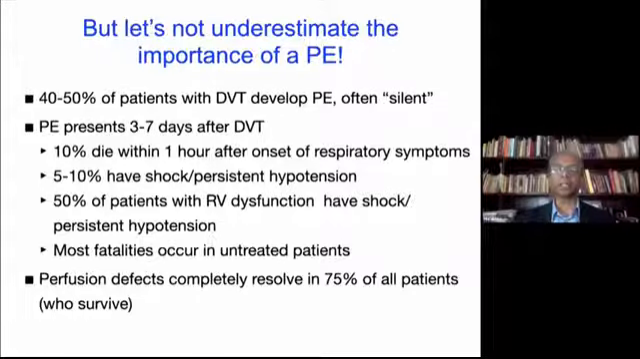50% of those with right ventricular dysfunction have shock and persistent hypotension. And if untreated, patients die. Most fatalities occur in those who are not treated. However, when treated, perfusion defects completely resolve in 75% of patients who survive. So if you can see them through this acute period, identify and treat them appropriately, most patients will get better, completely better.